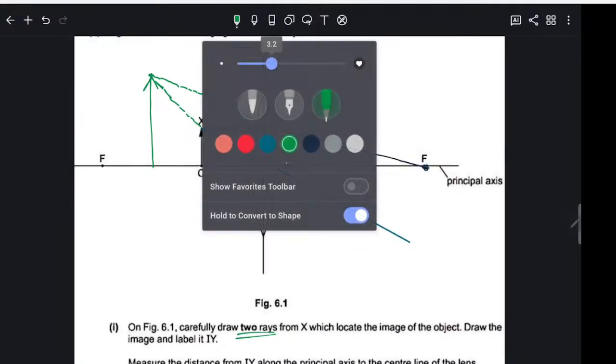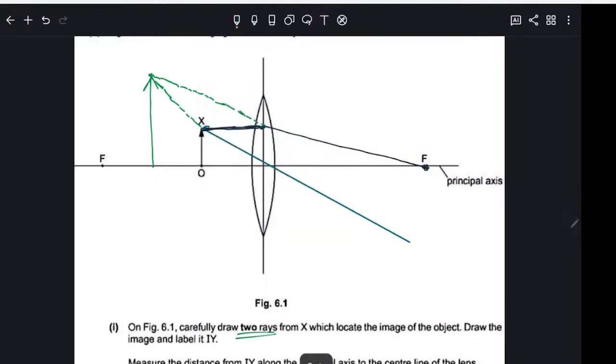It goes straight. So the other one is just going, yeah, it will pass through this middle point. Yep.